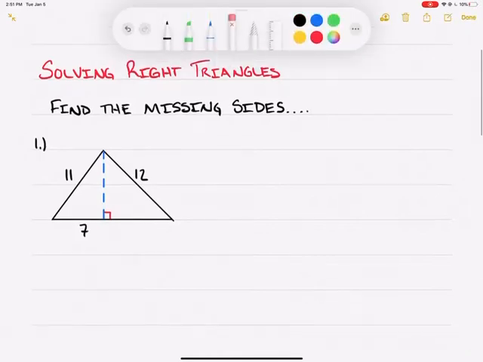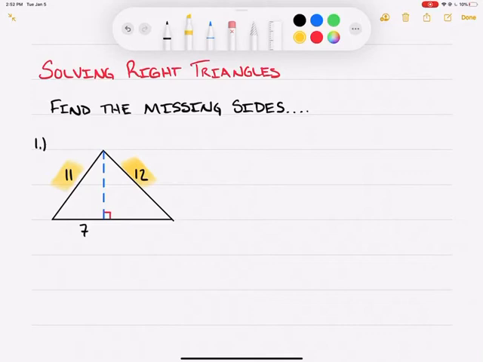So for this first problem, I have a triangle. The entire triangle itself is not a right triangle, but if you look, it's broken up into two pieces with that altitude, that vertical blue line, and it creates a perpendicular line with this base, so it does give us a 90-degree angle here.